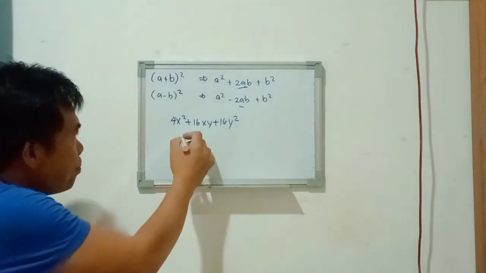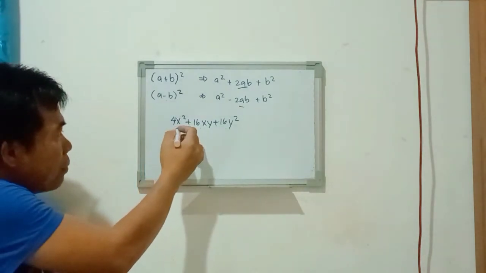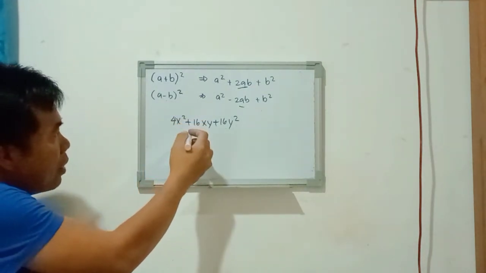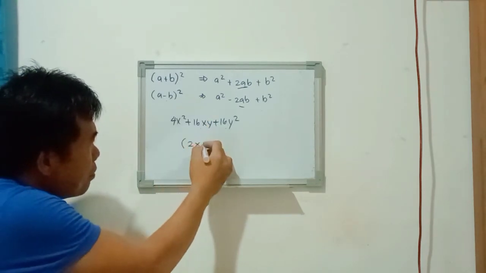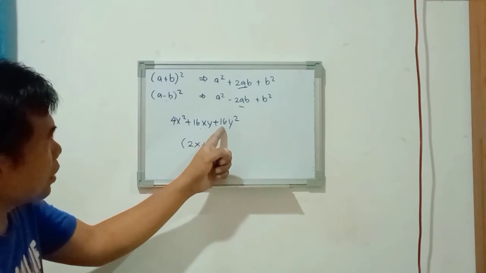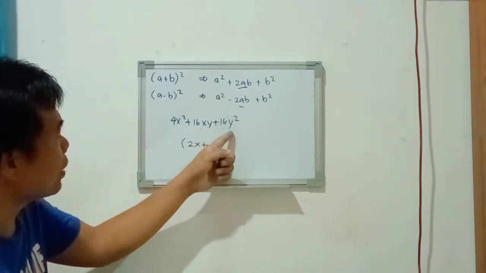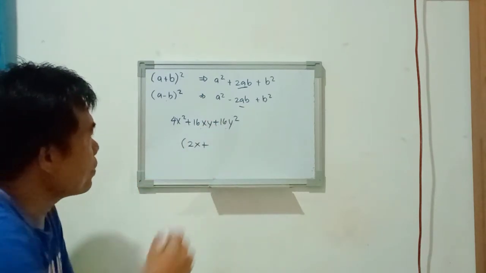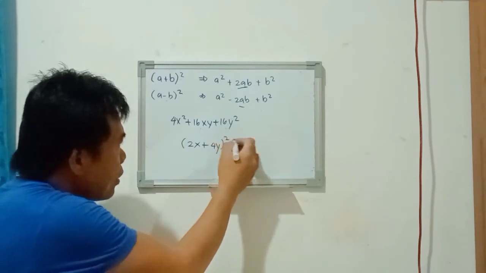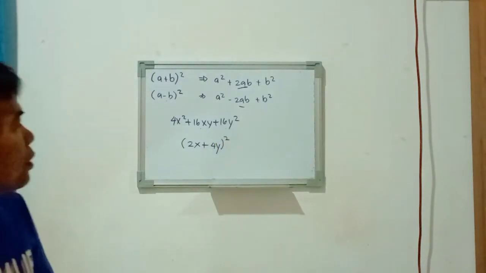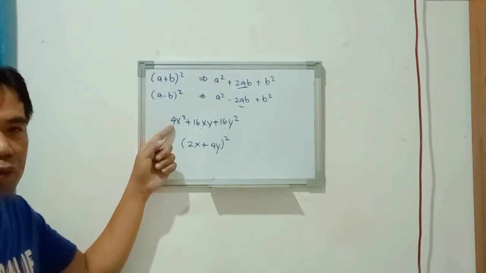First, we find the square root of the first term, and the square root of the first term is 2x. Then plus, let's find the square root of the last term, which is 16y squared, and its square root is 4y. And all raised to the power of 2. So this is the factored form of this perfect square trinomial.